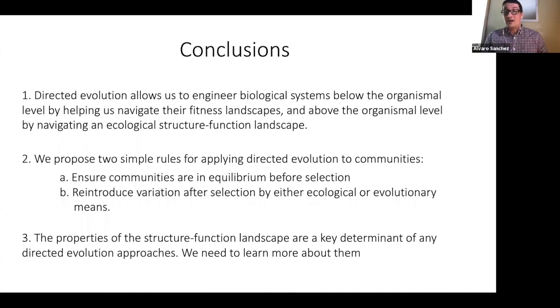And finally, we are seeing that the properties of this structure-function landscape are very important for the ability of directed evolution to work, just as they are for molecular-level evolution to work. One of the areas that I find very appealing of all this research is that fitness landscape theory has benefited a lot from directed evolution. I think directed evolution has allowed us to get a much deeper understanding of the relationship between genotype and phenotype at the molecular scale. And I think that applying directed evolution at the microbial community level will be very helpful to understand the relationship between structure and function in communities, right? So I think that's an area with a lot of potential for growth in the future.